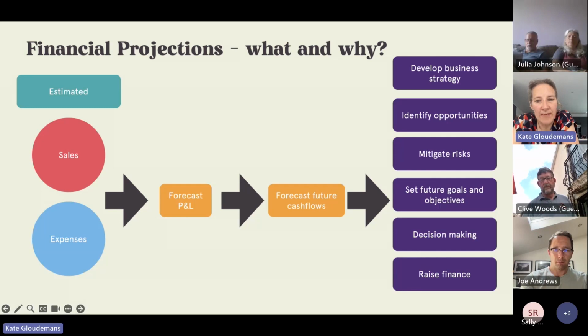on a month-by-month basis, and this will give you greater visibility to help you plan ahead, which in turn will help you develop a business strategy to identify and take advantage of any opportunities that exist, mitigate any risks, set future goals and objectives, and support decision making and raise finance. So here you can see how it's all flowing together and why it's important. And I missed out to say the forecast profit and loss would flow into this forecast future cash flows.